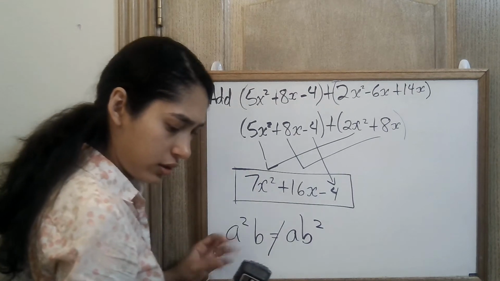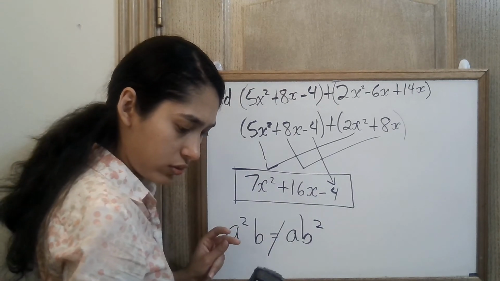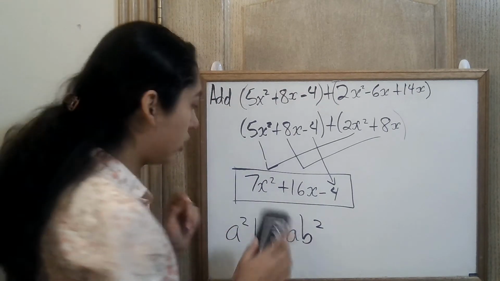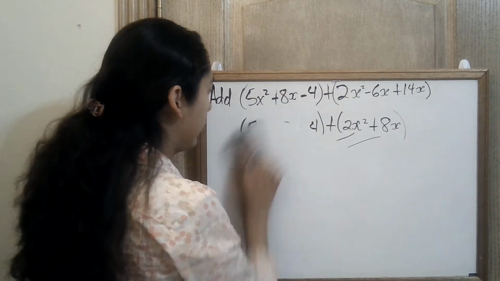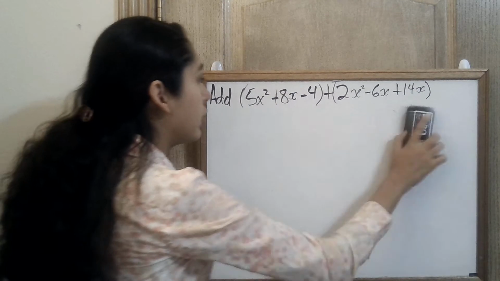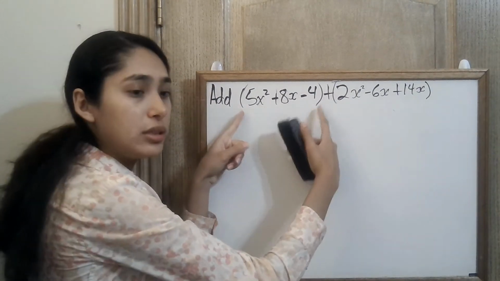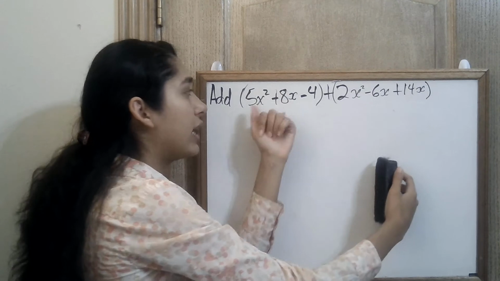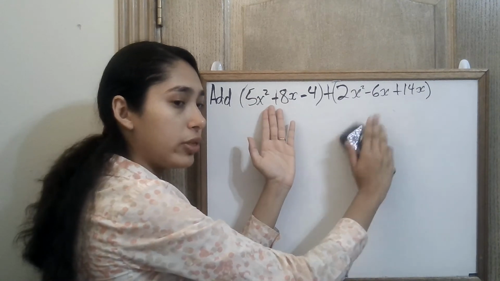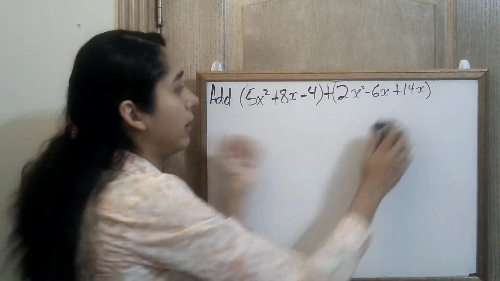Great. Now we're going to go on to subtracting. I do want to mention all of this is a polynomial. This is another polynomial. So we added this polynomial with this polynomial.